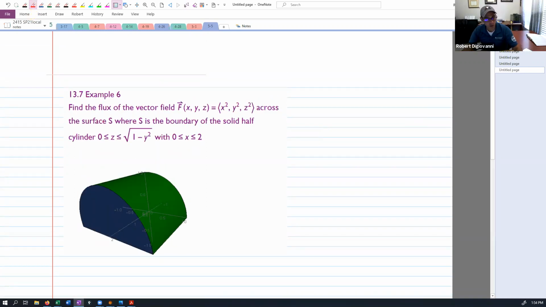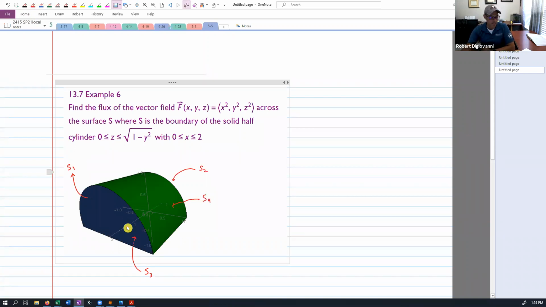I'm going to go in the order I think these can be handled. This one right here on the front, let's call it S1. Let's call the one on the back side S2, the one on the bottom S3, and the green surface S4. Remember, this x-axis comes out to 2 here, and the back side S2 is where x is 0. All right, let's start with S1.